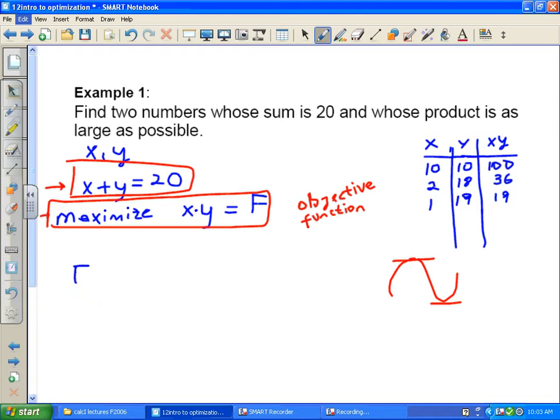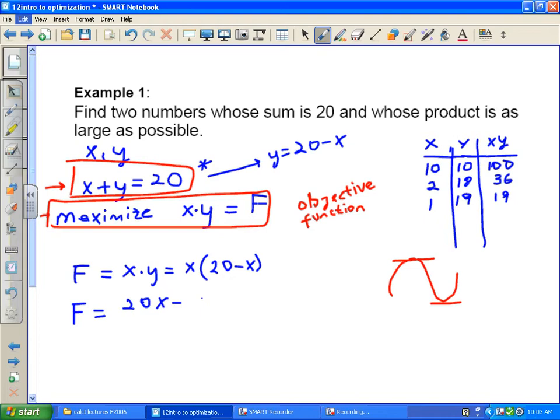So f equals x times y. And instead of y, what can I write based on this equation? y is 20 minus x. So basically, you come back over here, you solve for y up here, and then you substitute that back into this equation. And let's simplify it. The function we're trying to maximize is 20x minus x squared.